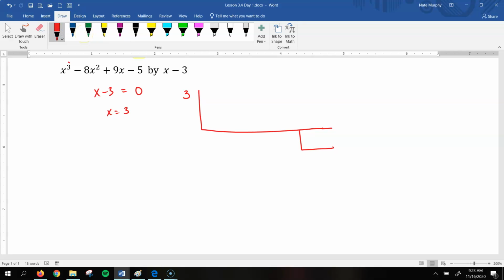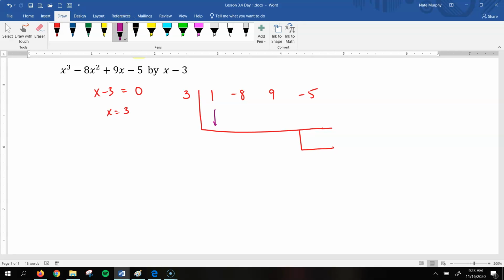Okay, so now we're going to put the coefficients. So I see that I have an x cubed, x squared, I have an x to the first and no x. So I'm just doing that because I recognize that I don't need to put any 0 terms in here. So we would have our coefficients. Remember, just the coefficients would be 1, negative 8, 9, and negative 5. So again, there should be no variables here.